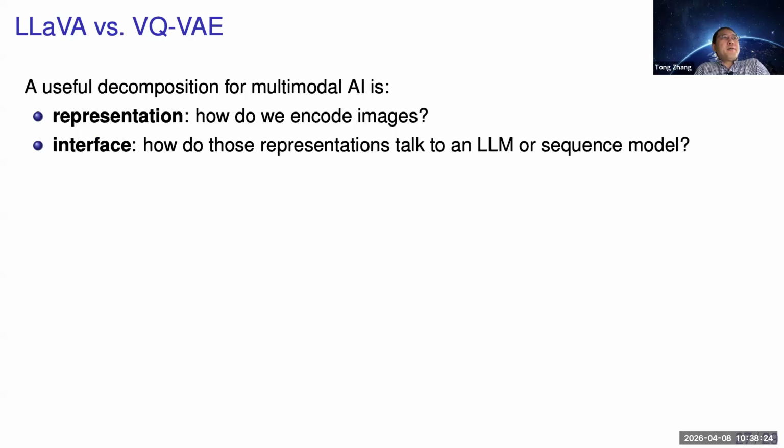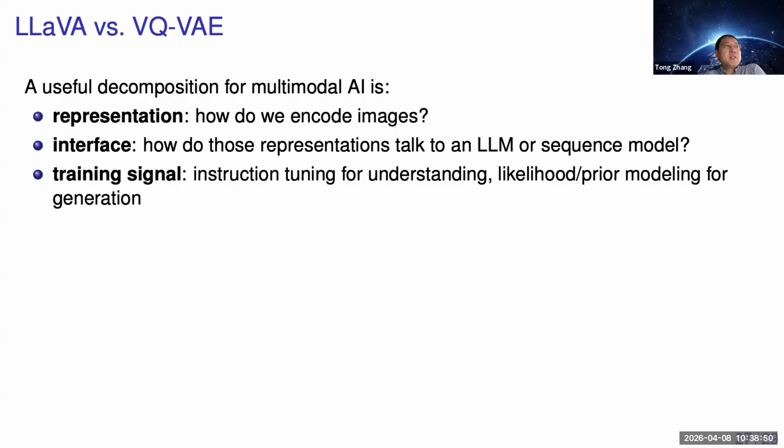Now how do you talk that? You basically have this connector, right, in the LLaVA case. In the other case, discrete image tokens are added to your vocabulary. For continuous tokens, you just need a connector to map.